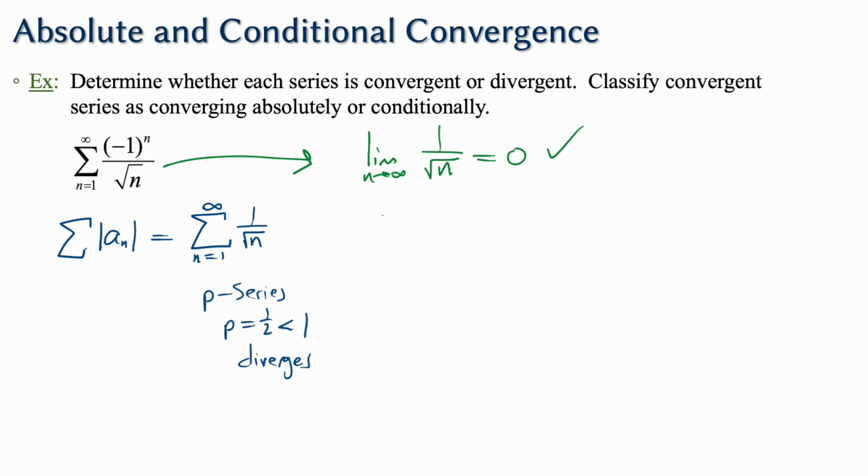The next thing, of course, is we've got to check that it's decreasing. So we're going to check, is the nth term greater than the n plus 1th term? And again, this is pretty cut and dry because clearly the denominator here will be bigger than this one, making the overall term smaller. So that's definitely going to be true. So even though the absolute value diverged, when I applied the alternating series test, it did pass. So my conclusion here is that this is a conditionally convergent series.